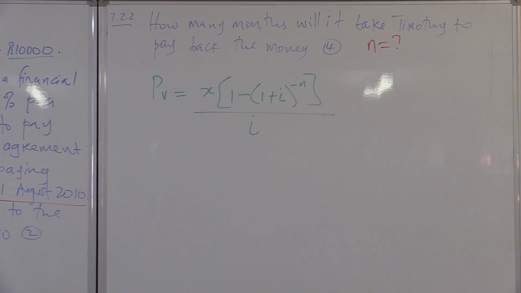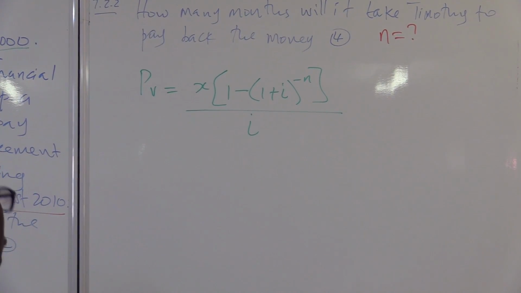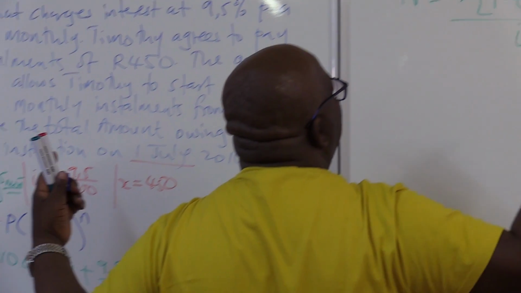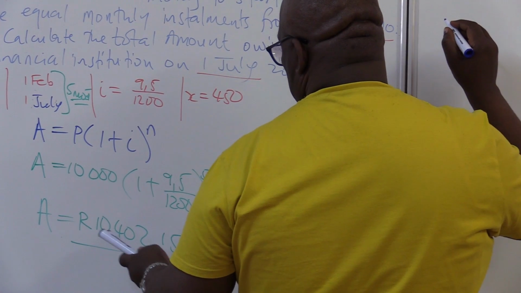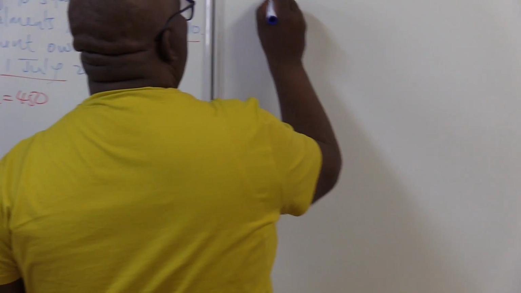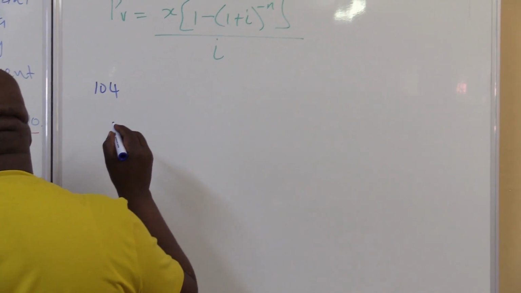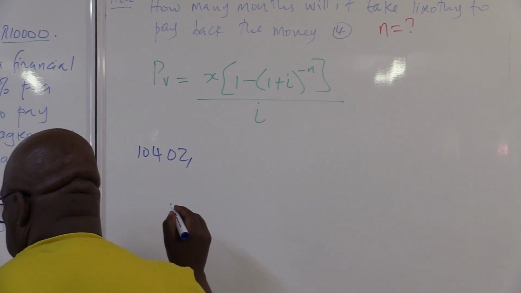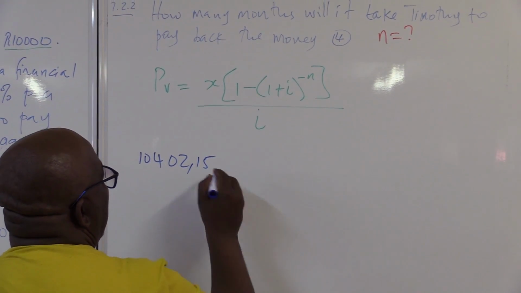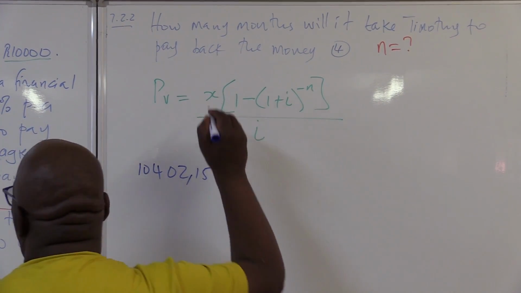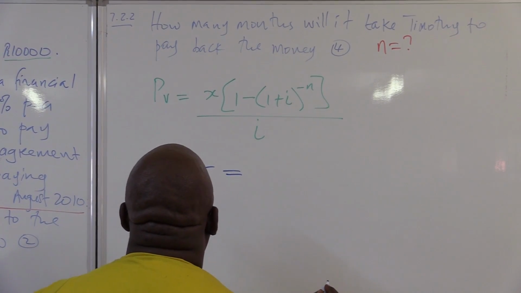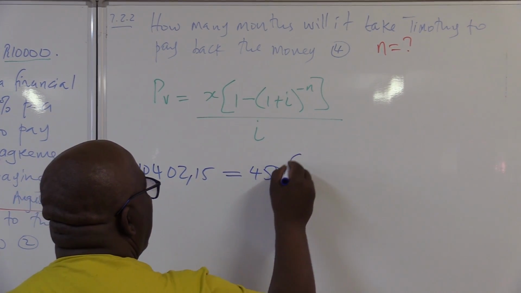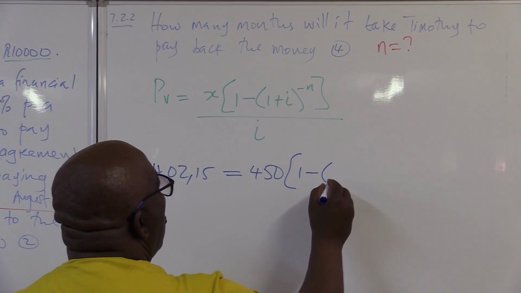Okay, what is it that I'm looking for? I'm looking for n. Do I know my PV? Yes, I know my PV. This is my PV, the loan now after 5 months not paying for it. So it is 10,402.15 is equal to, how much are the installments? This is my x. My x in this case is 450. I'll be paying 450 back every month, times 1 minus 1 plus.